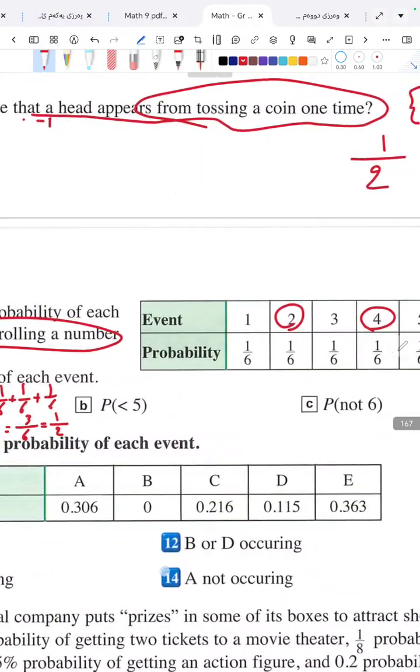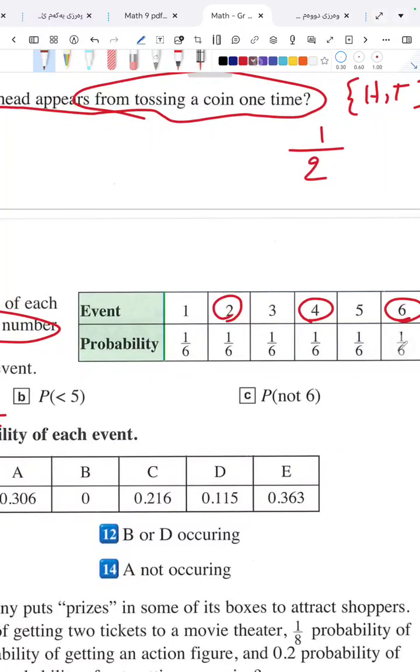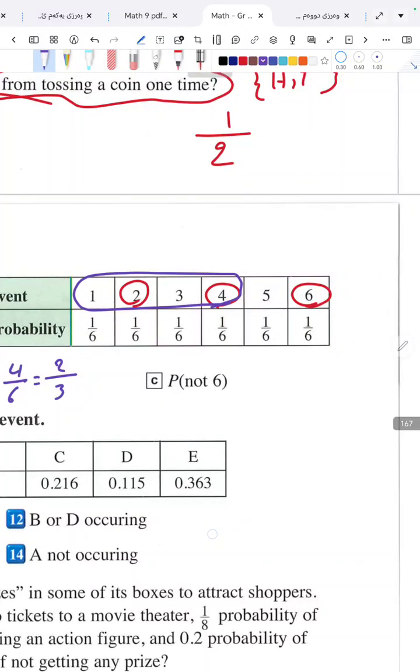For B, probability less than 5. Okay, less than 5. Can I count 5? No, because there is no equal sign next to here. That's why we can't count 5. Less than 5 is probability 1, 2, 3, and 4, which equals 4 out of 6. Is it in simplest form? No, it will be divided by 2. It will be 2 out of 3.